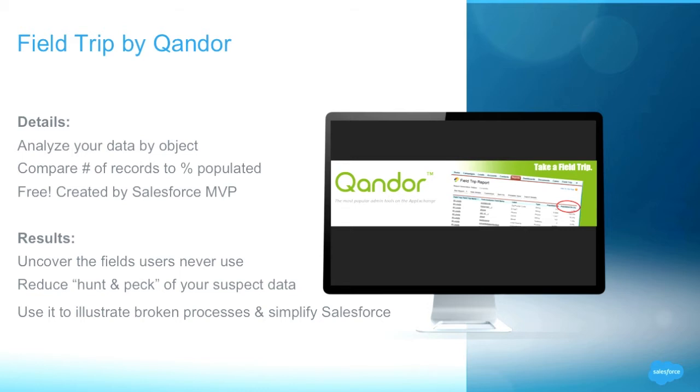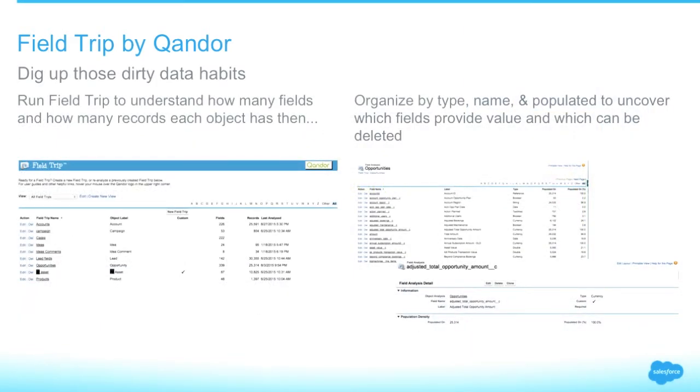So when we're doing some spring cleaning with a customer, we'll look at the data that they have in their org, and let's say they've got 500 fields and they're maxing out on their fields. Well, we'll run Field Trip and we say, okay, fantastic, you've got 500 fields, and on 270 of them, 1% of the data is populated.